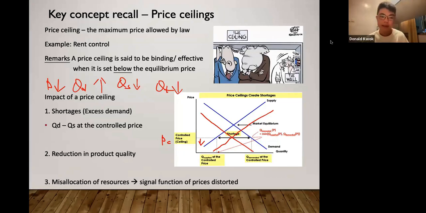And the third one is misallocation of resources, which is related to the signal function of prices. What does it mean by the signal function of prices? It simply refers to prices reflecting information about market demand and supply. Primarily the equilibrium price should reflect information about market demand and supply. But when an effective price ceiling is imposed, the prevailing market price becomes PC, which cannot accurately reflect information about market demand and supply as the equilibrium price does. So this illustrates the misallocation of resources.